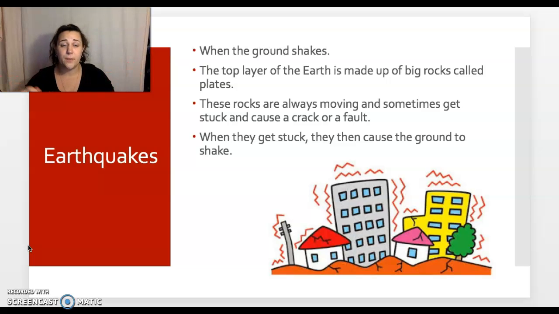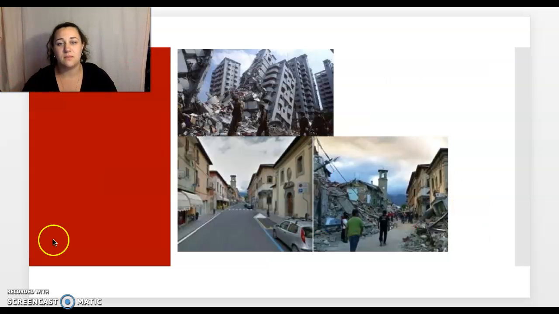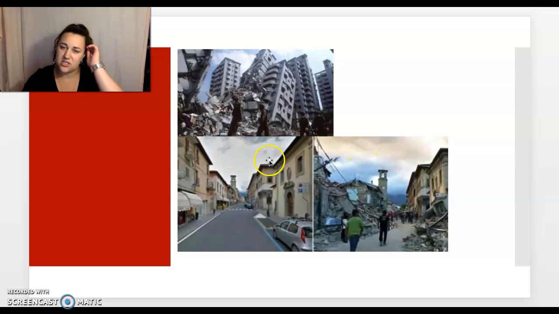Sometimes we don't feel them, but sometimes they can be very dangerous and they can cause a lot of damage or change how we see the earth. So you can see in this one, these buildings are falling over. They are destroyed. And this was actually taken from Italy, friends, another country. You can see the road here before the earthquake, and this is one after an earthquake. All the buildings fell because the shaking was so intense.